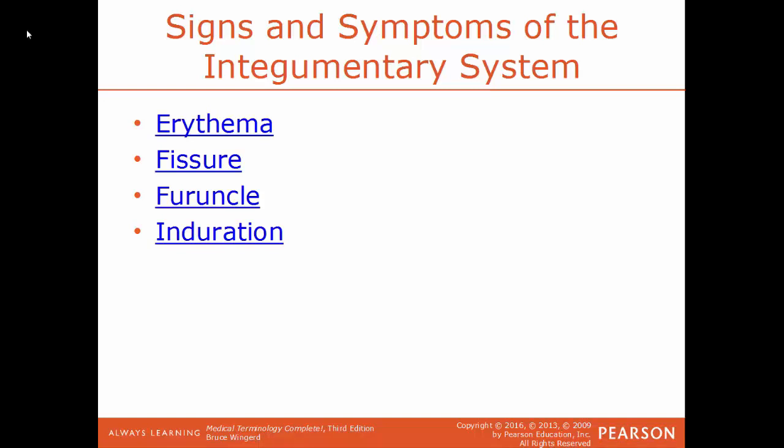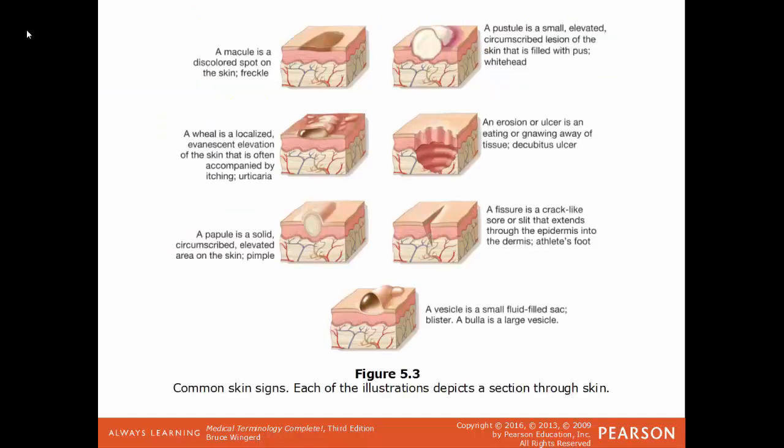And the last one on here, induration. This is a process of a soft tissue becoming more hardened, usually due to an infection or an injury. So as an area of the skin becomes thickened and more tough when it shouldn't be, that overall process is called induration. Alright, on this slide we have some very common skin signs.